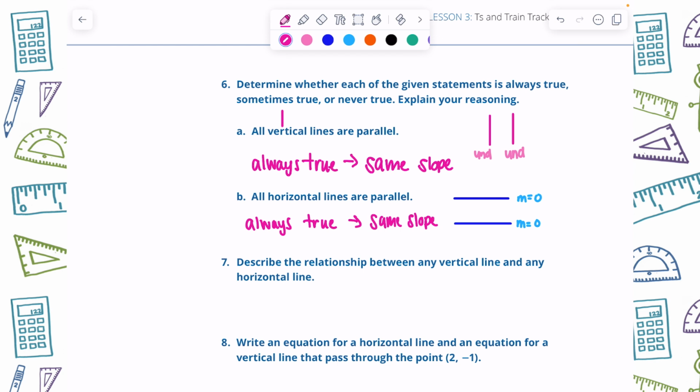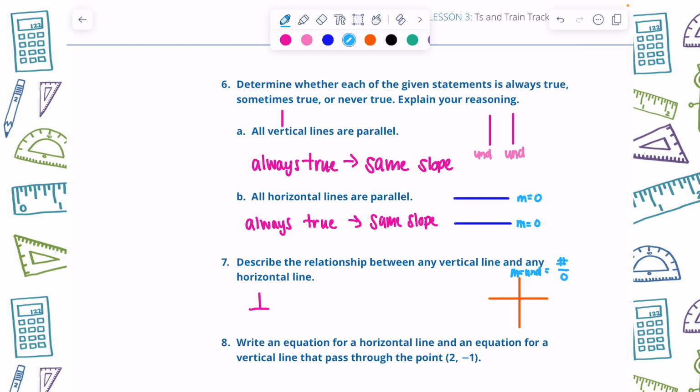All right, number 7 says, describe the relationship between any vertical line and any horizontal line. So if we think about a vertical line and a horizontal line, hopefully you know that the relationship between those is that they are perpendicular. We can think about this in terms of the slopes. So the vertical line is going to have a slope of undefined. Remember, we can also think of that as a number divided by 0.